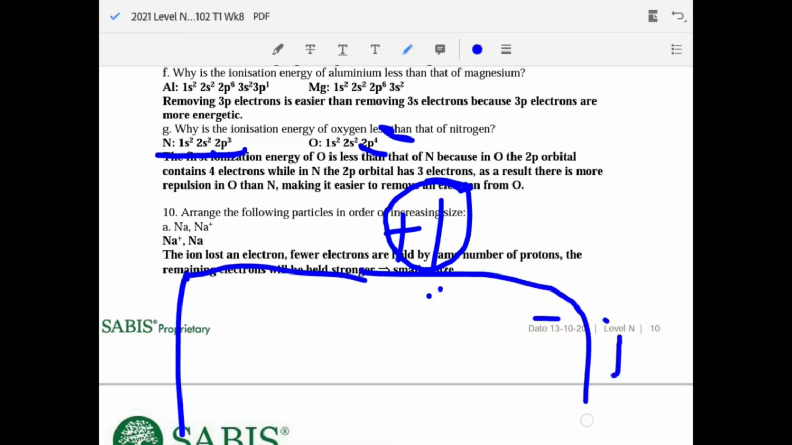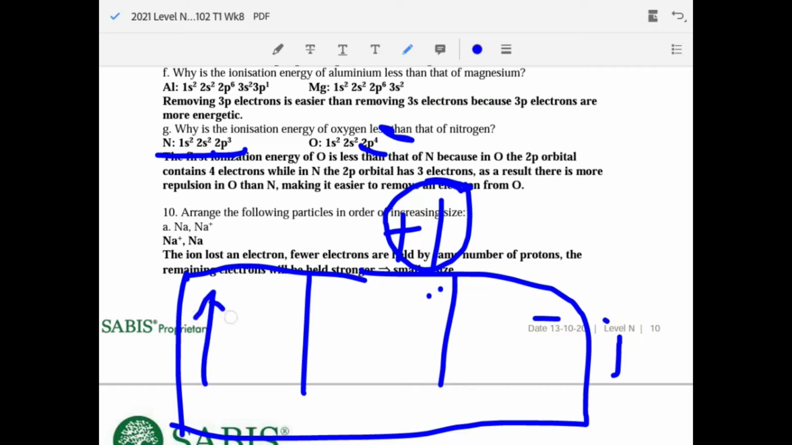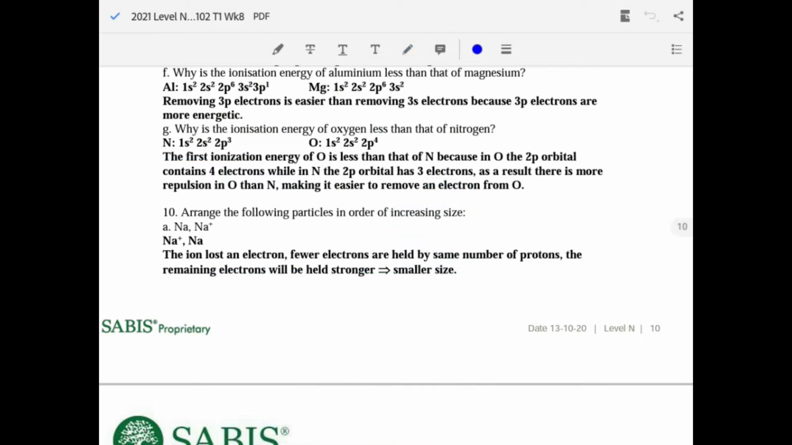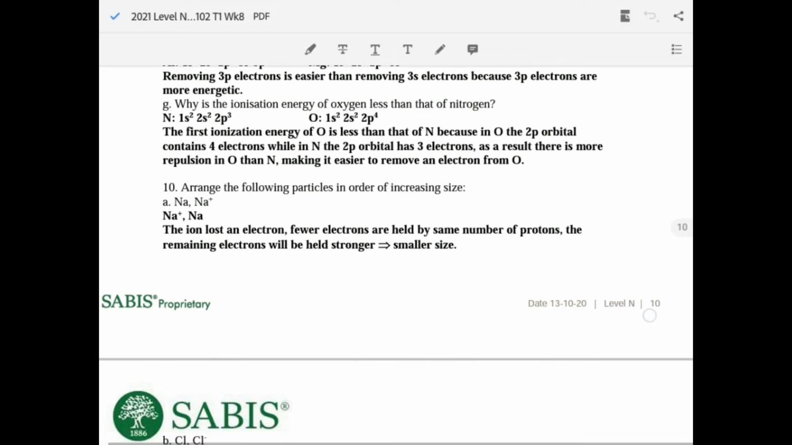So visually you could have seen it here, not in the atom, but in a table. So this is the N for the p orbital, but O has this extra one. So instead of a uniform distribution, here you have an extra electron, so it is easier to remove than in nitrogen.